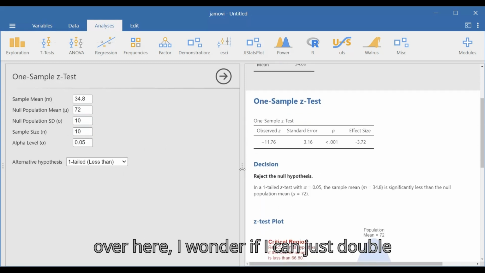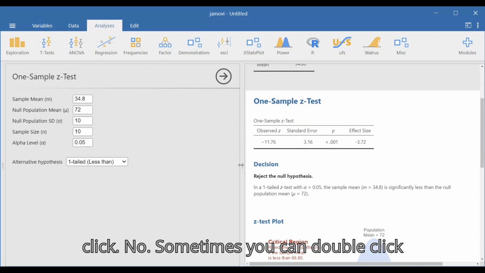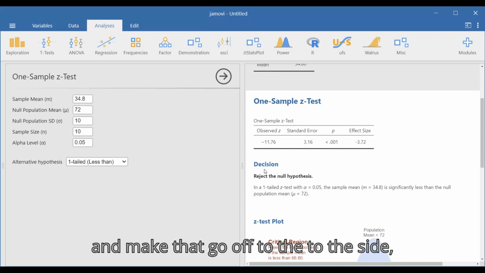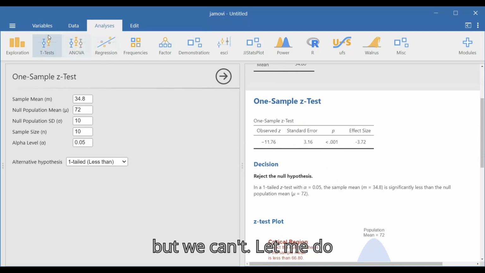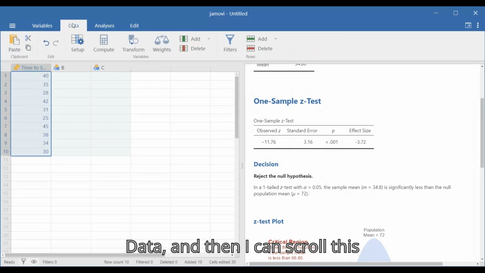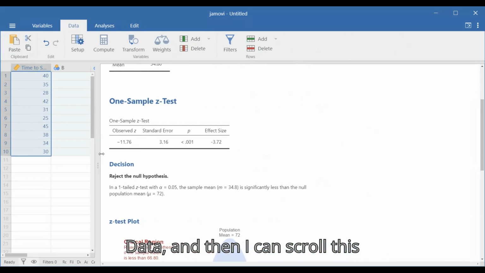So when I go over here, I wonder if I can just double click. No. Sometimes you can double click and make that go off to the side, but we can't. Let me do data, and then I can scroll this over.